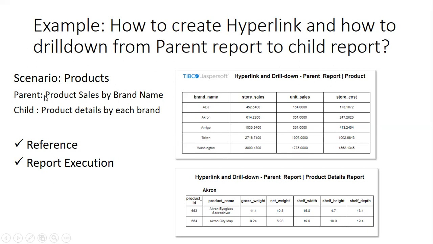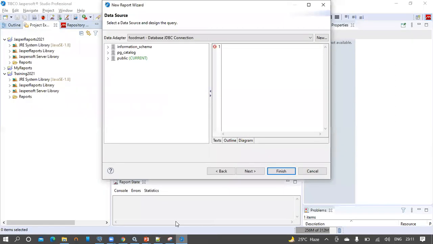So in the parent report, we are going to display the product sales by brand name. And in the child report, we are going to display the product details for each brand. So to start with the parent report, create a blank report from File, New, then Jasper Report. I have something already open. Let me cancel this one.